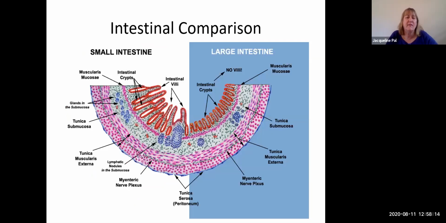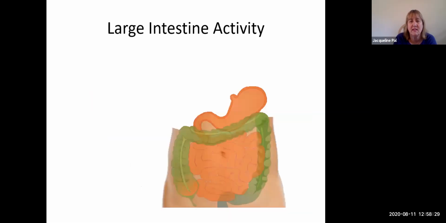So this is a slide for you to compare the large intestine with the small intestine. I want to point out there are no villi in the large intestine, but there are crypts, okay? Besides that, everything is extremely similar.